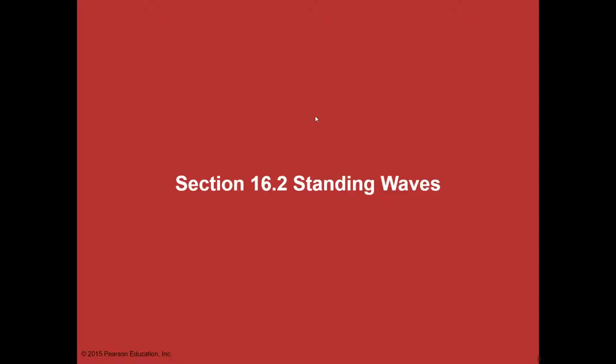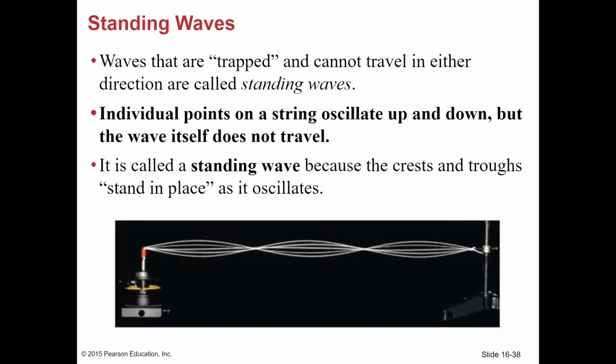Alright, 16.2, standing waves. It's possible that you can trap a wave in a string like this, and waves that are trapped and can't travel in either direction anymore are called standing waves. Now remember, with waves, individual points on a string oscillate up and down, but the wave itself does not travel, which means this piece of material does not ever make it over here. It doesn't travel. The wave travels.